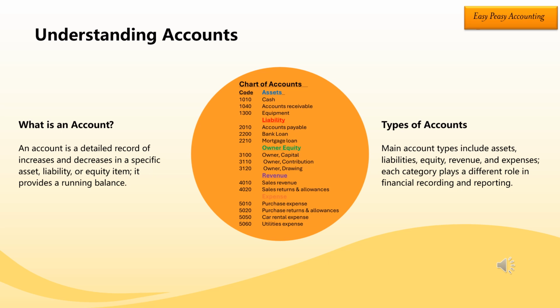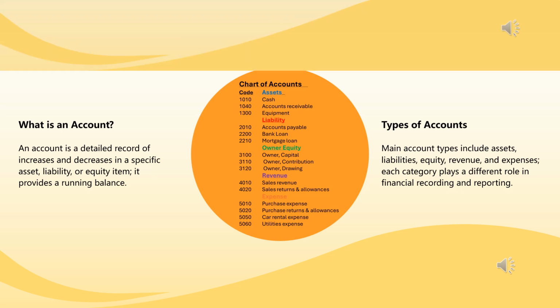A chart of accounts is a structured list of all the financial accounts used by a business to organize its transactions. It acts as the backbone of the accounting system, categorizing assets, liabilities, equity, revenues, and expenses into a standardized format. Each account in the chart typically has a unique identification number and a descriptive name, making it easier for accountants to track financial activity.